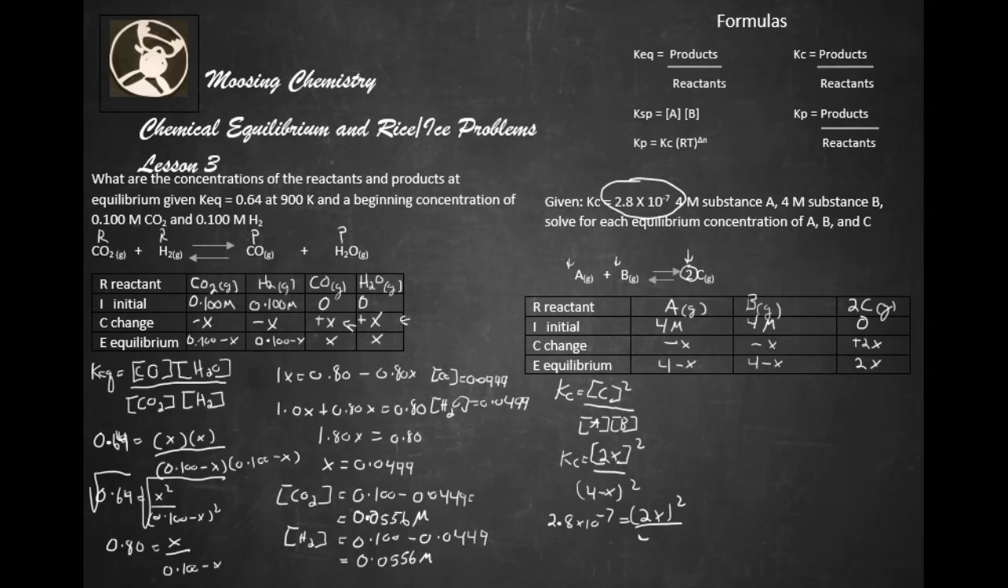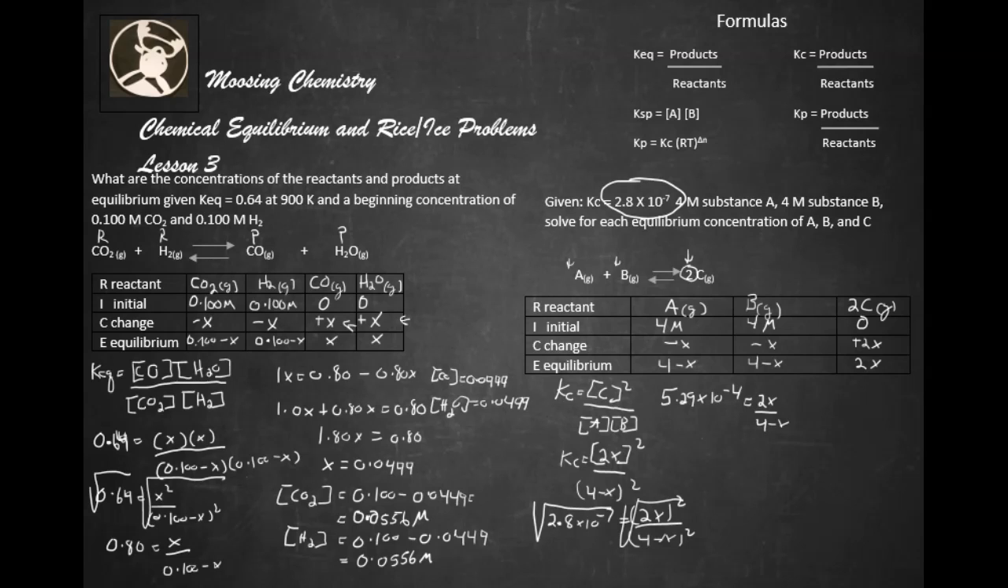And if you look at this carefully, guess what? You can take the square root. So that's what we're going to do. We'll square root this side, square root that side. And when we do, we're going to get 5.29 times 10 to the negative 4 equals 2x over 4 minus x.